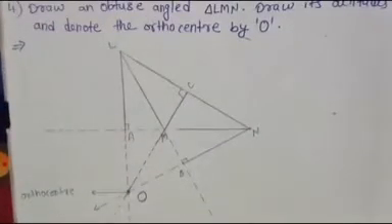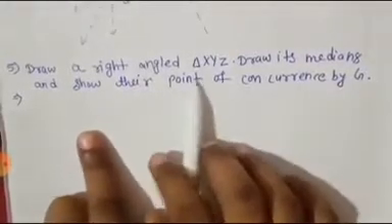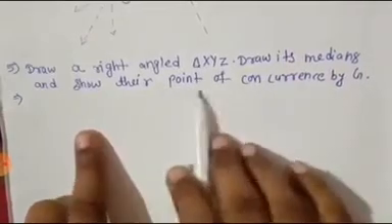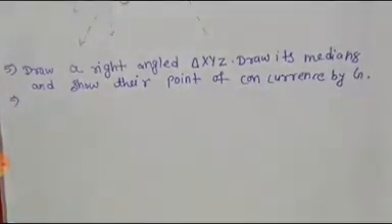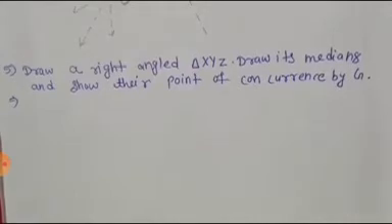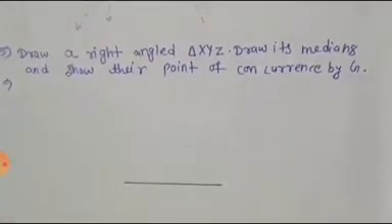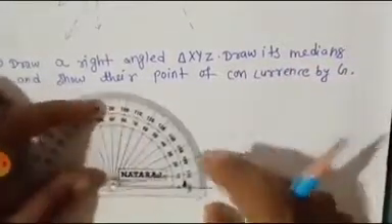So come to the next question, the 5th one. Draw a right angle triangle XYZ. Draw its medians and show their point of concurrence by G. In altitudes, the point of concurrence is called the orthocenter and it is always denoted by O. In medians, the point of concurrence is called the centroid and it is also always denoted by G.